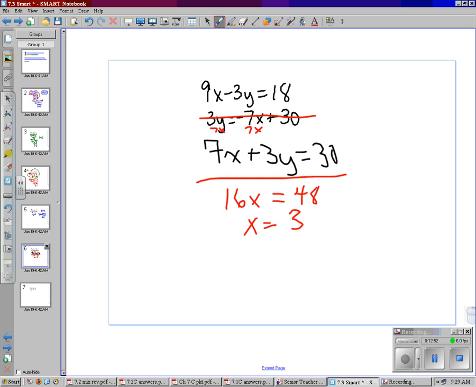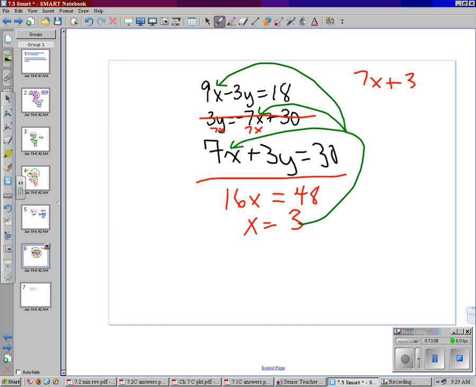I've heard a couple different things. You can put it back in for x here, you can put it back in for x here, or you can put it back in for x there. It does not matter. The 7x plus the 3y. So 3y equals 30. That means that we have to put 7 times 3 in there. 7 times 3 plus... Do you guys agree with Andy?